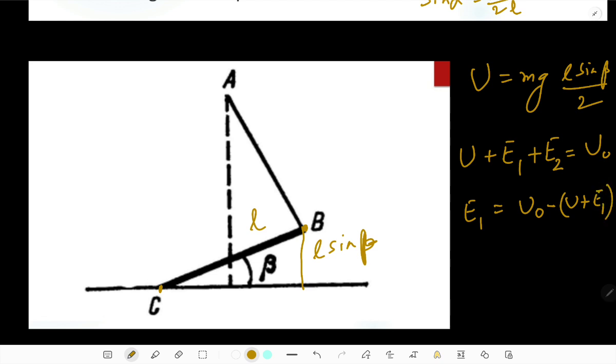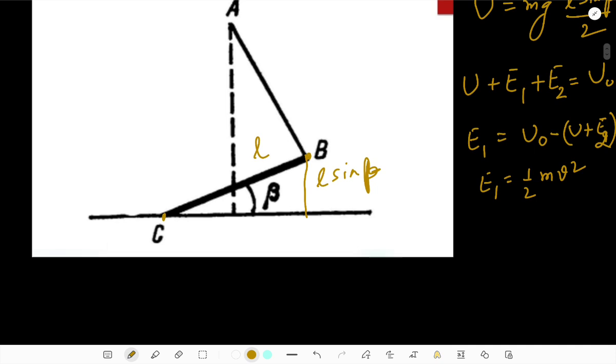This is not E1, this is basically E2. The rotational kinetic energy is written as E2, and E1 can be simply written as half mv squared, if v is the speed of the center of mass of the rod at this moment. And so I can find here that v can be simply given by the square root of 2 by m into (U0 minus U plus E2).